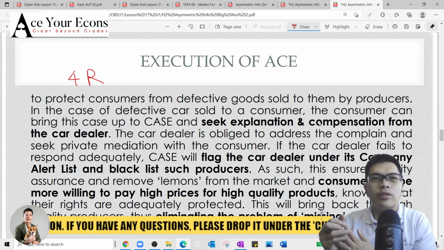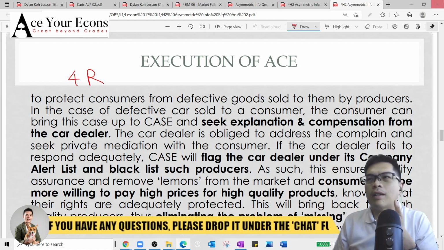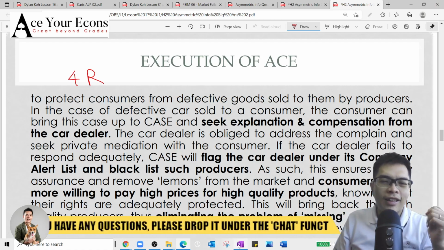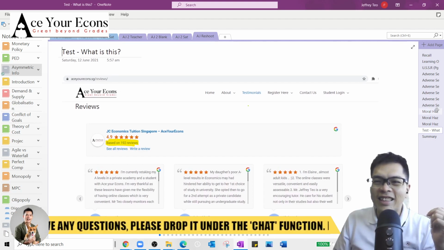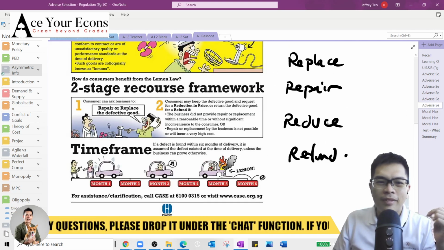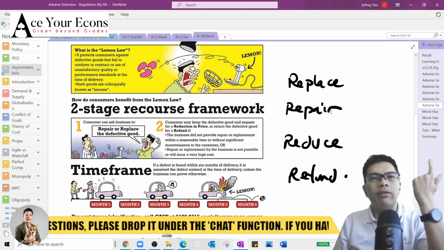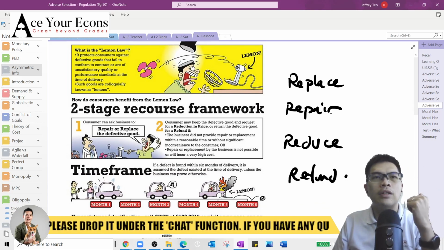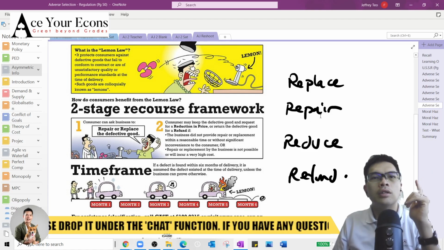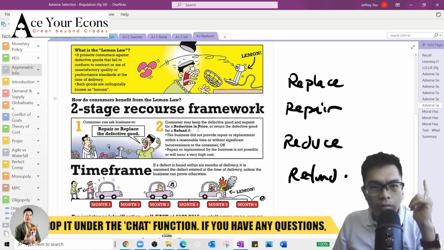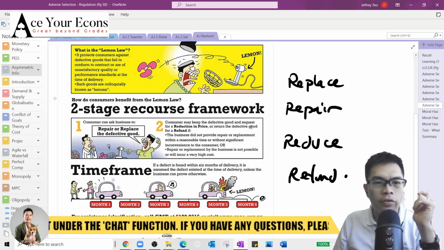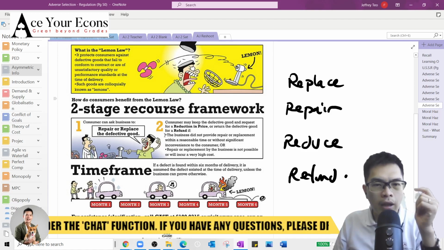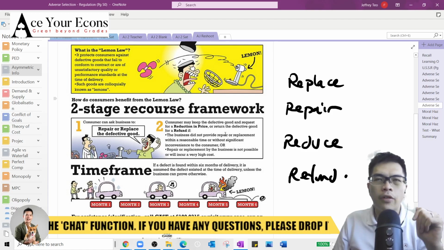The 4R approach, I think we got the order wrong lah. Let's get the order right one more time. It's either replace and repair, in the incidents that the consumer accepts the defective good, or reduce, or return the defective good for refund if there are certain conditions. So let's stick to the 4R approach.